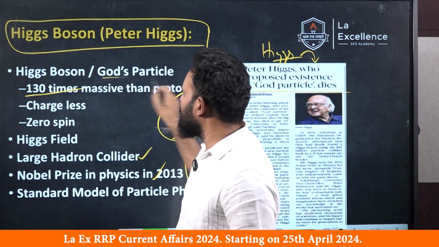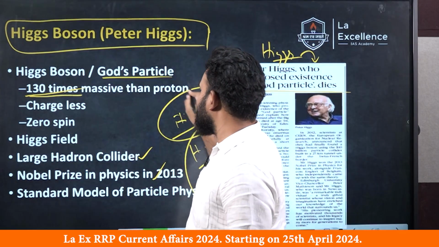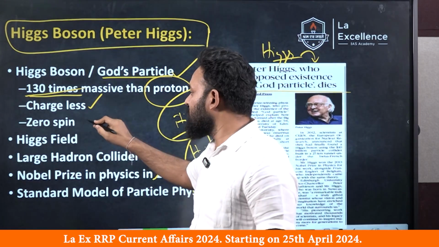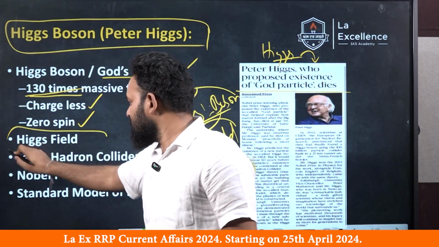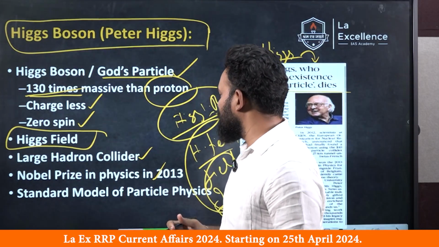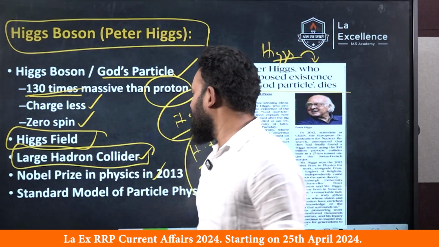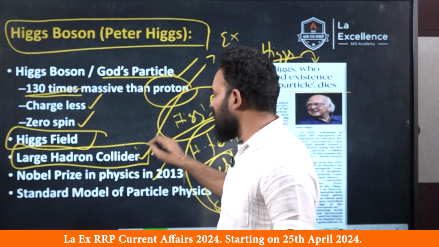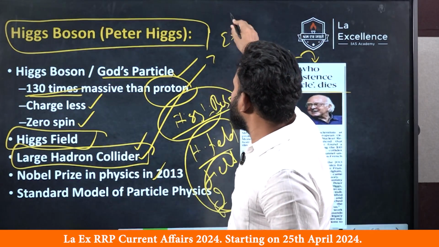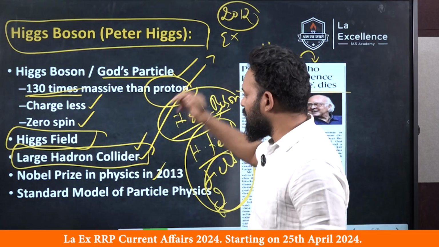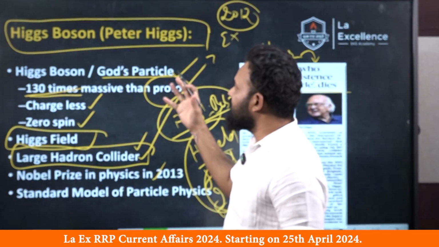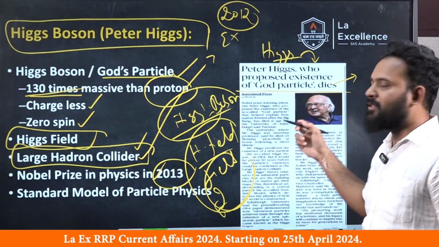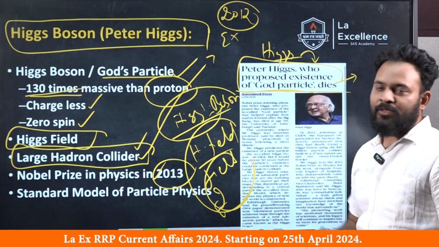The Higgs boson, or God particle, has 130 times the mass of a proton. It is not massless. It is chargeless, of course. It has zero spin, and it exists in the Higgs field. Already UPSC has asked questions on the Large Hadron Collider. It's an experiment on the Swiss-France border. You can just read about the Large Hadron Collider. And in 2012, the Large Hadron Collider found the Higgs particle. And in 2013, Peter Higgs, along with another scientist, got the Nobel Prize for proposing this particle.